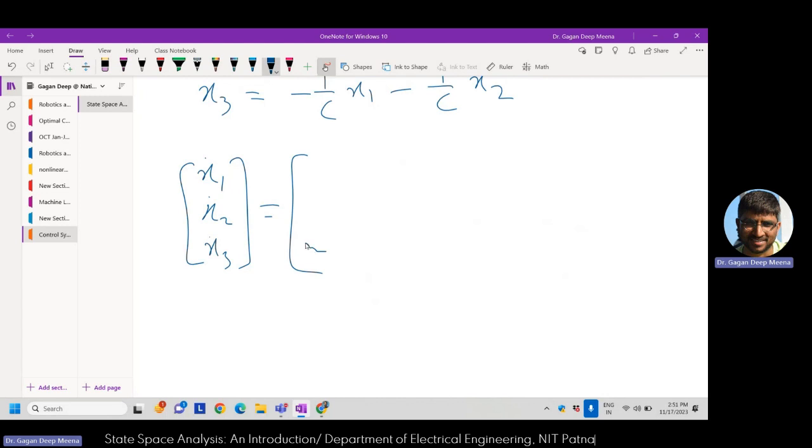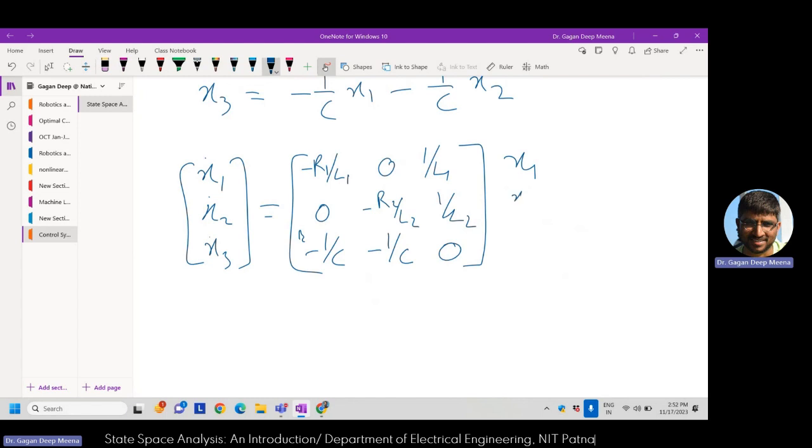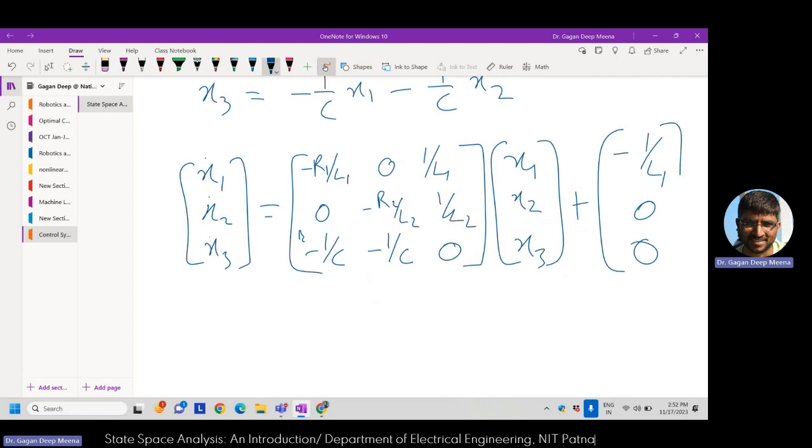And it will have three rows here: r1 by l1, then 0, then 1 by l1, then we will have 0 here in the second row, then r2 by l2 here, and then 1 by l2 here, then 1 by c, minus 1 by c here, and 0 here, and x1 x2 x3 will be my state vector, plus minus 1 by l1, 0, 0, and that's your input matrix multiplied with u.